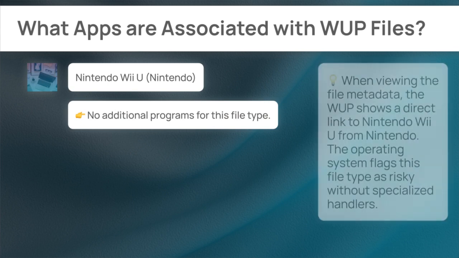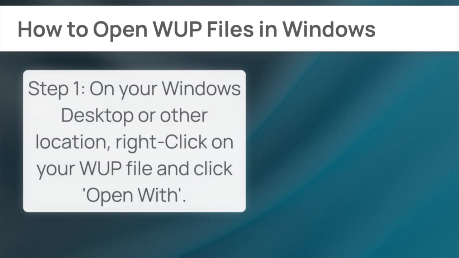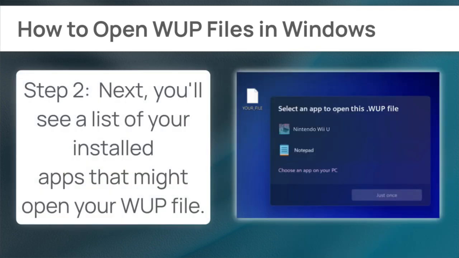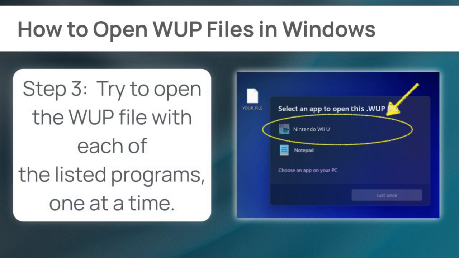The operating system flags this file type as risky without specialized handlers. Windows cannot unwrap asset bundles or level data, so specialized tools must be used. To begin troubleshooting, right-click the WUP file and choose Open With. If you have Nintendo Wii U available, that's your first option. Otherwise, select another program. It's often necessary to test multiple apps.